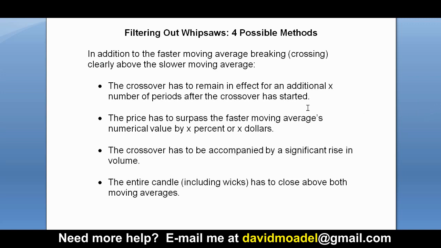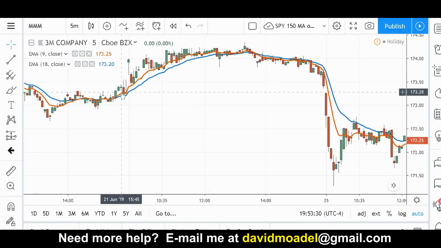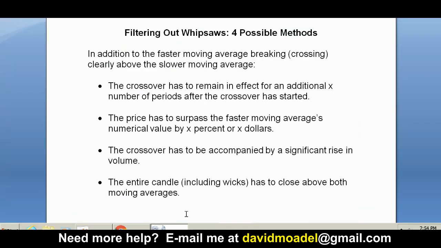The crossover has to remain in effect for an additional X number of periods or candles after the crossover has started. For example, after the clear break above, maybe you say, I'm not going to get in right after the break. I'm going to wait at least 2 more candles, or 3 more candles, or 1 more candle, or whatever it is. You pick a number, you test it out with virtual or demo trading, not real money. And you could decide that's when you're going to get in. The moving average, the faster one, has to stay above the slower one for X number of candles, X number of periods after the crossover. That's one method that might work.